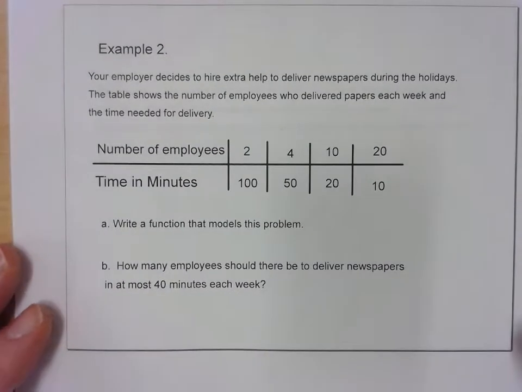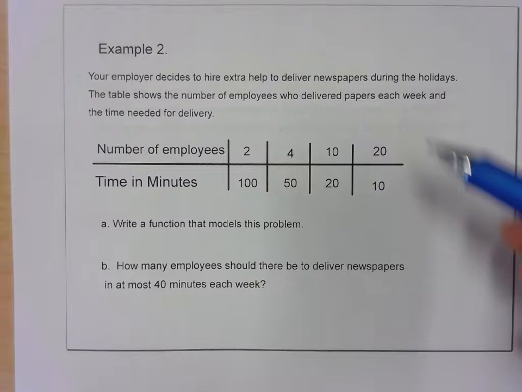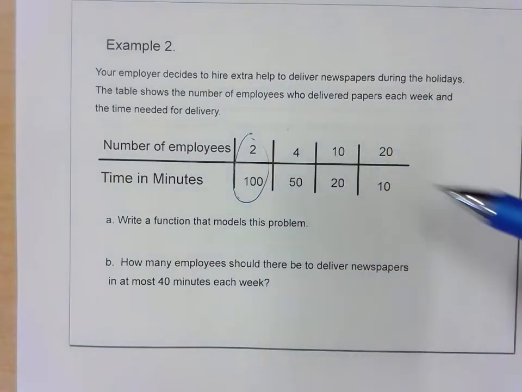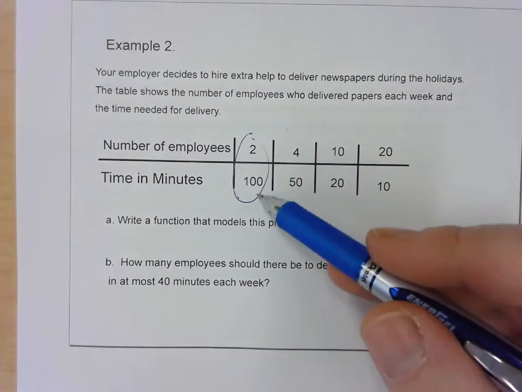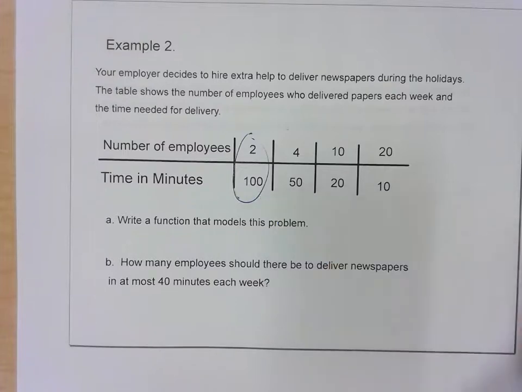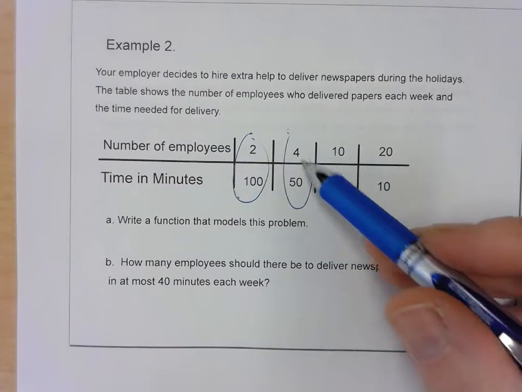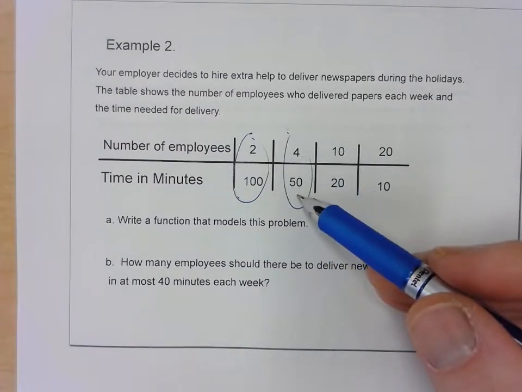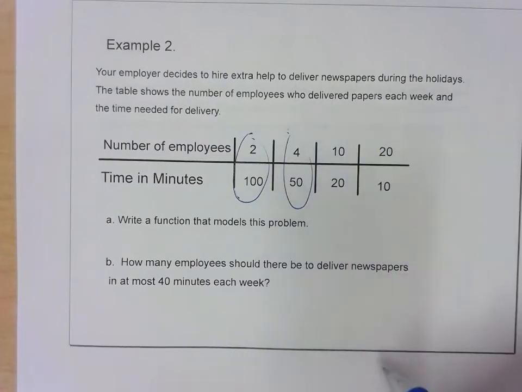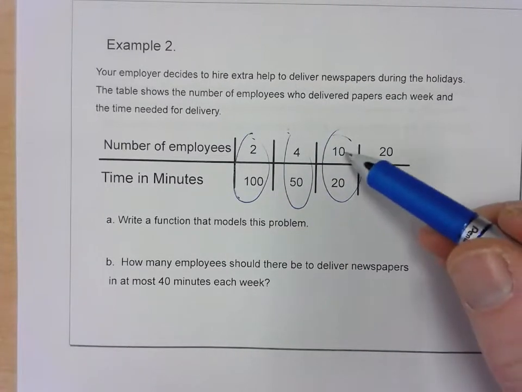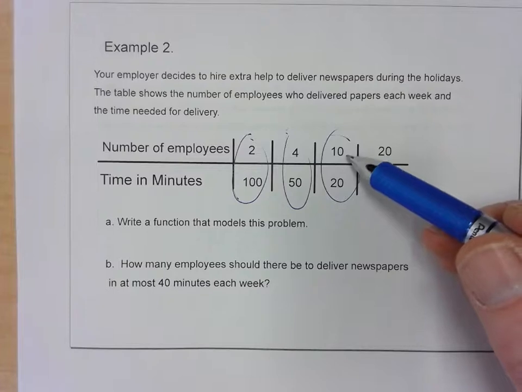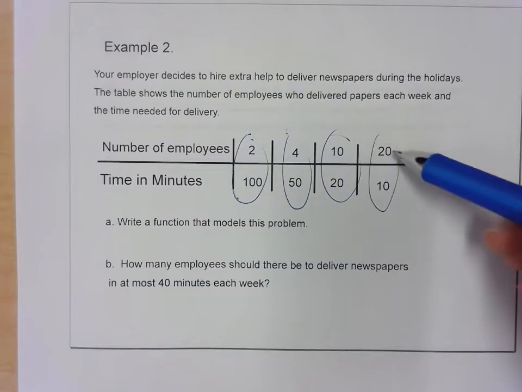Okay, example 2 is talking about an inverse relationship here. We have the number of employees. So if you have 2 employees, it takes 100 minutes to get the job done. And if you have 4 employees, it takes 50 minutes. And what are we doing? We're delivering newspapers. And if you have 10 employees, it takes 20 minutes, and 20 employees, 10 minutes.